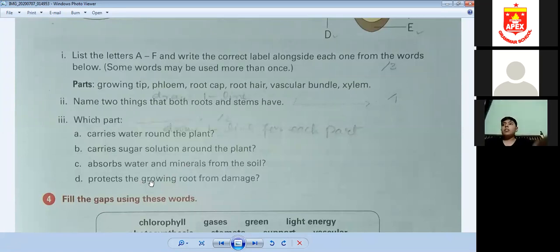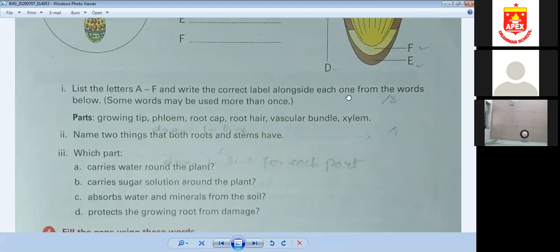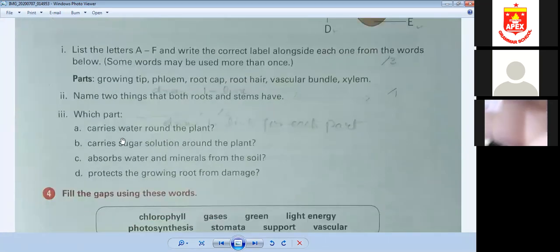Now, protects the growing root from damage. Who protects the root from damage? You have also observed it in the diagram. If you observe the diagram, this is a growing taproot and this is a root cap. So the root cap protects the root. So what will be the correct answer? The correct answer of question number 3, D part, is root cap. What is the correct answer? Root cap.